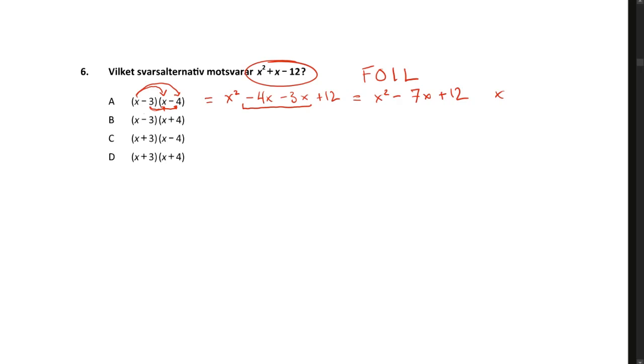Same thing. First, x times x, x squared. Then you go outer, x times positive 4 is 4x. Inner, negative 3 times x is negative 3x. And then you go last. Negative 3 times positive 4, negative 12. When you simplify it, you have positive 4x minus 3x. It's going to give you 1x. So you have x squared plus 1x minus 12, which is the same as this one. So B is our answer.